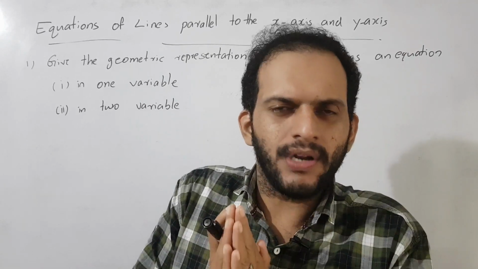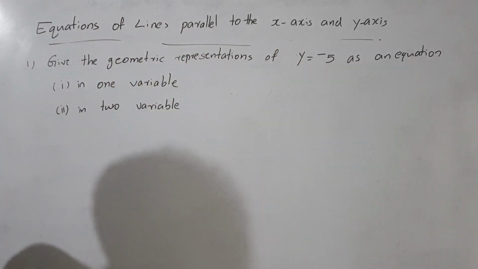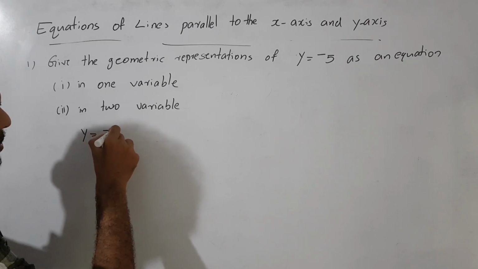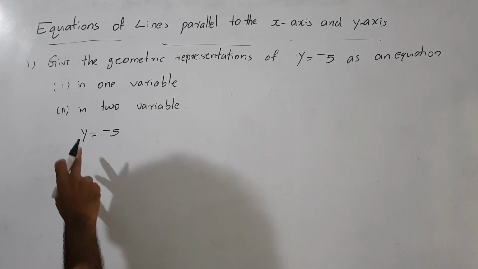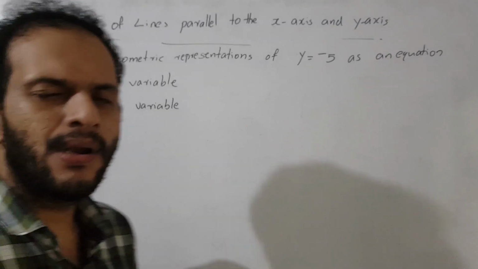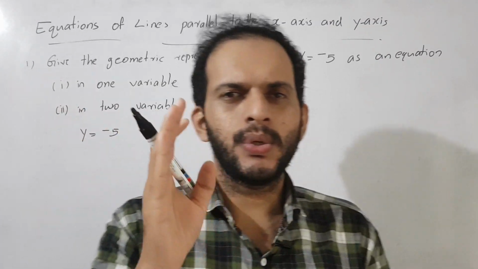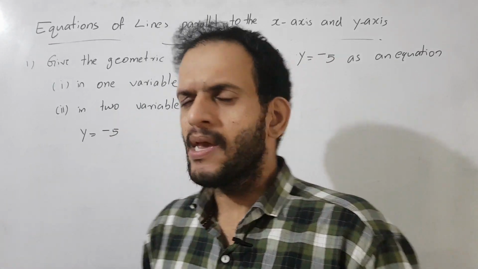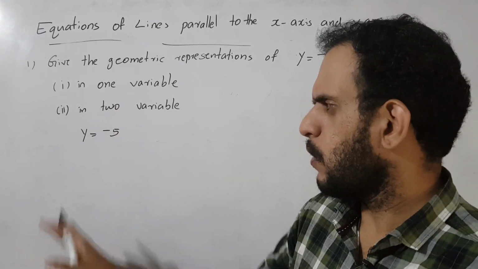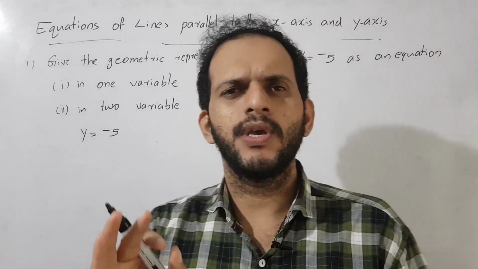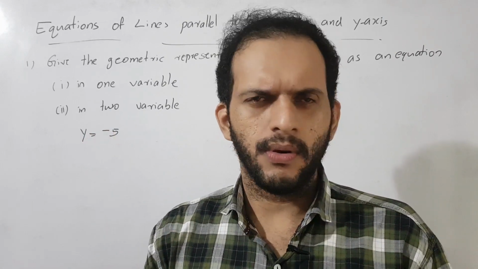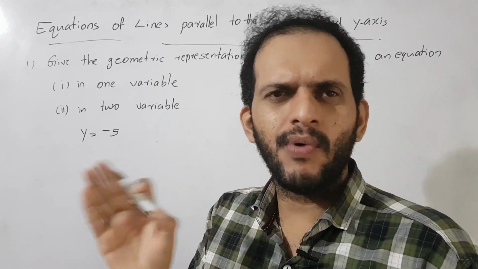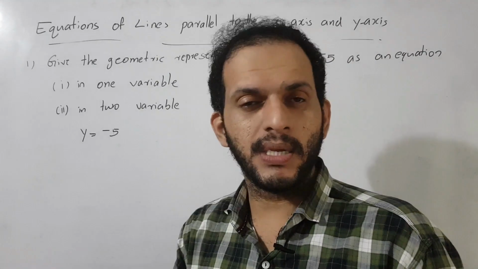It's an easy one. What equation is given? The equation given is y is equal to minus 5. It is directly given in the form of y is equal to a number, or x is equal to a number. What does it mean? It means the y value is fixed. What is the y value? If we choose any value for x, what is the y value? The y value never changes. The y value is minus 5.